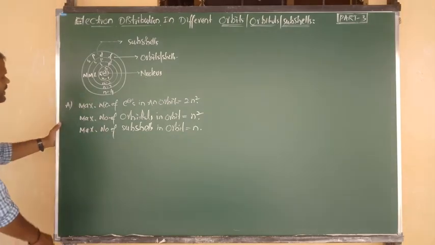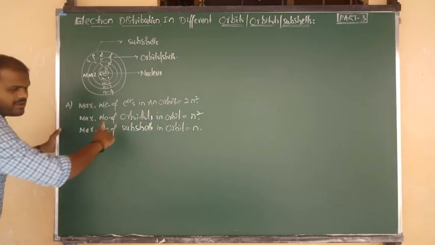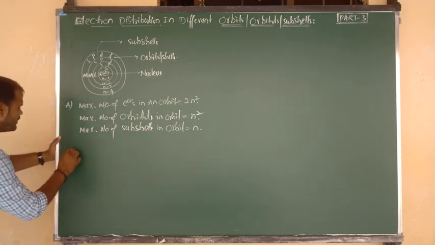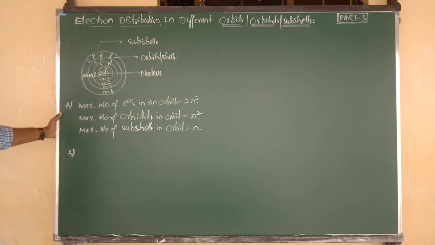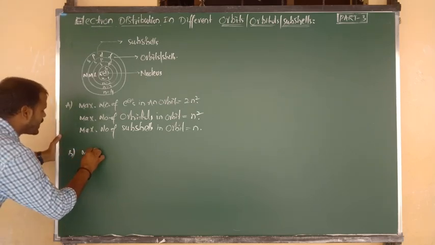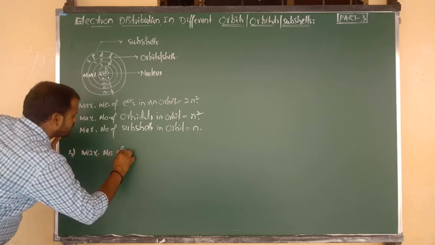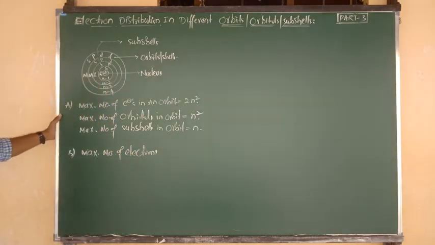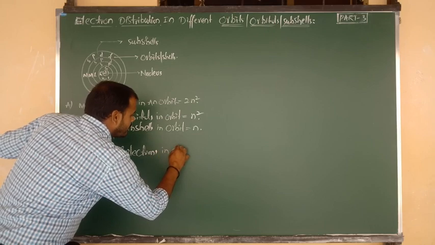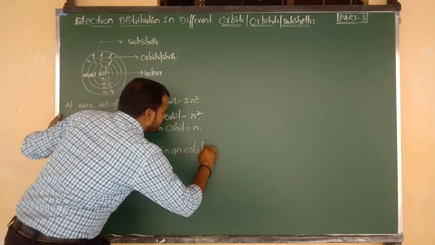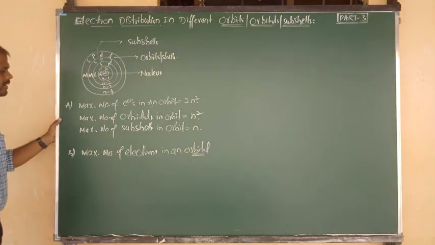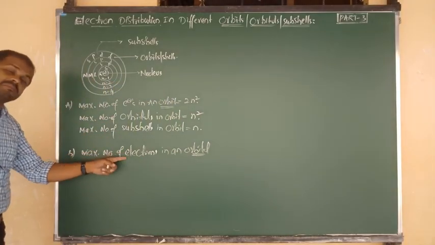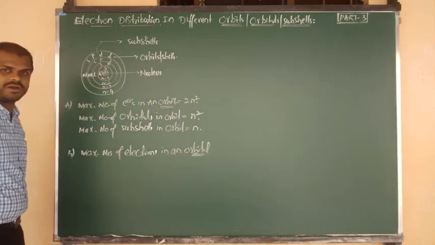Okay, now good. So by using these three concepts, before giving one example, there is another formula. What is the formula to calculate the maximum number of electrons in an orbital? See the formula carefully. The first case, maximum number of electrons, was in the case of an orbit, but here it is the maximum number of electrons in the case of an orbital.